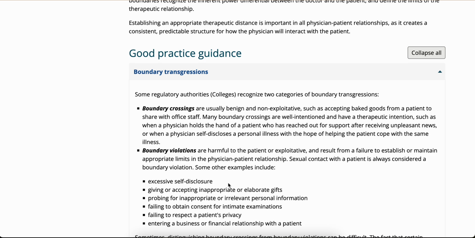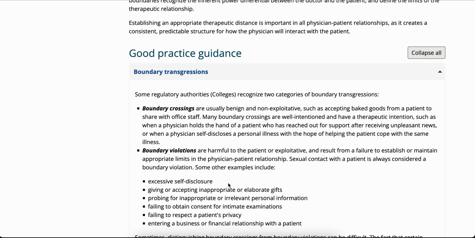And it's not something which we call exploiting the patients, such as accepting baked goods from a patient to share with the office staff. Many boundary crossings are well intentioned and have a therapeutic intention, such as when a physician holds the hand of a patient who has reached out for support after receiving unpleasant news, or when a physician self-discloses a personal illness with the hope of helping the patient cope with the same illness.